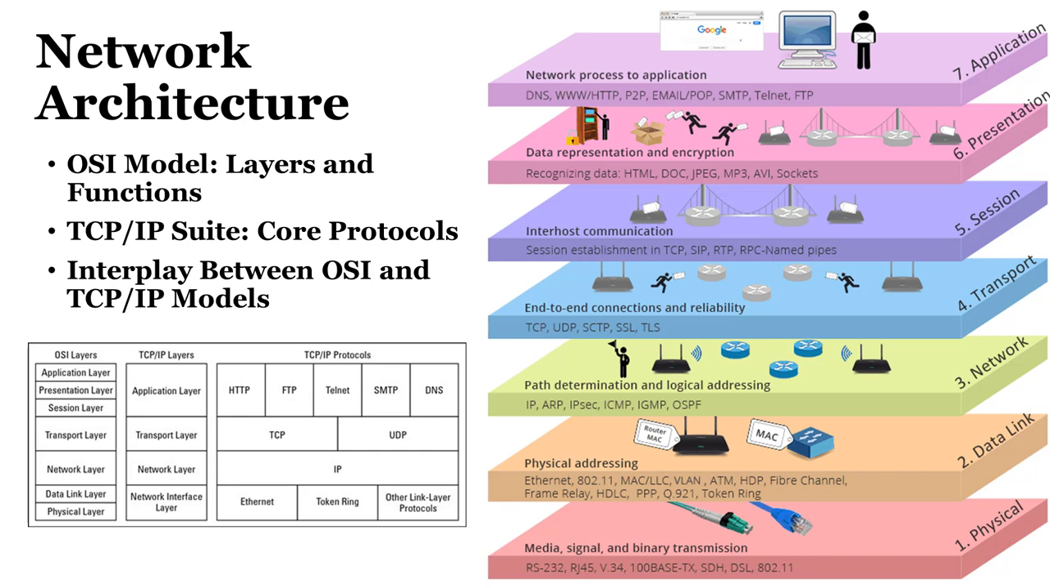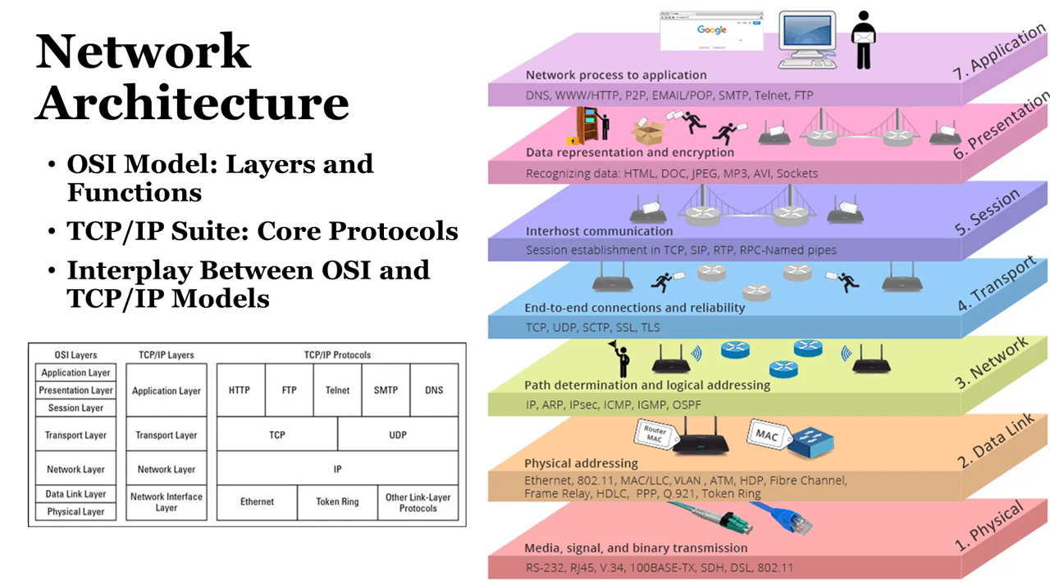The interplay between the OSI and TCP/IP models lies in their complementary roles in understanding and implementing network protocols. While the OSI model provides a conceptual framework with 7 layers, the TCP/IP model simplifies the structure into 4 layers: link, internet, transport, and application. The interconnection between these models facilitates communication between diverse network devices and systems, bridging the conceptual framework of the OSI model with the practical implementation of the TCP/IP suite, ensuring seamless connectivity in the global network landscape.